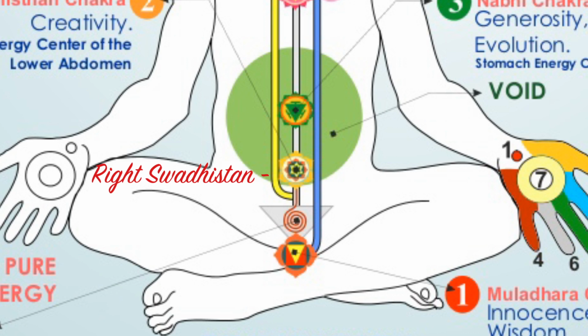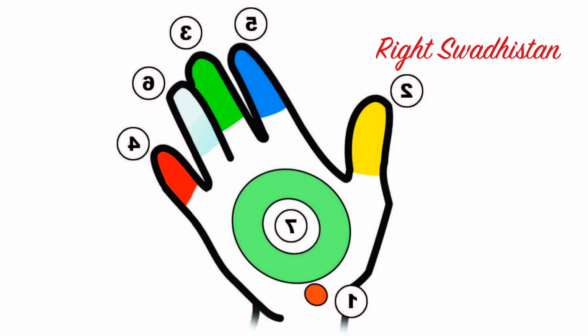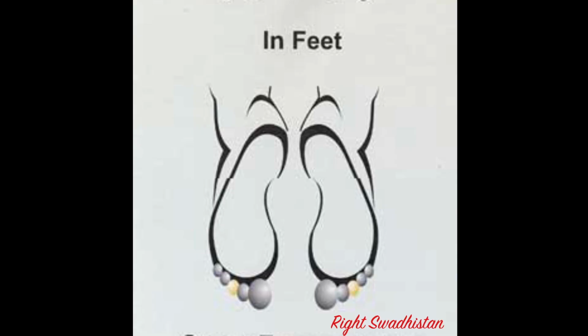Now we will see some details about the right Swadhisthana chakra. The right Swadhisthana chakra is on the right side of the body, on the right channel. In the hands, it is represented in the right thumb, which is highlighted in yellow color. If you feel only the right thumb, that means it is an indication of a blockage in the right Swadhisthana chakra. In the feet, it is the third toe on the right leg alone.